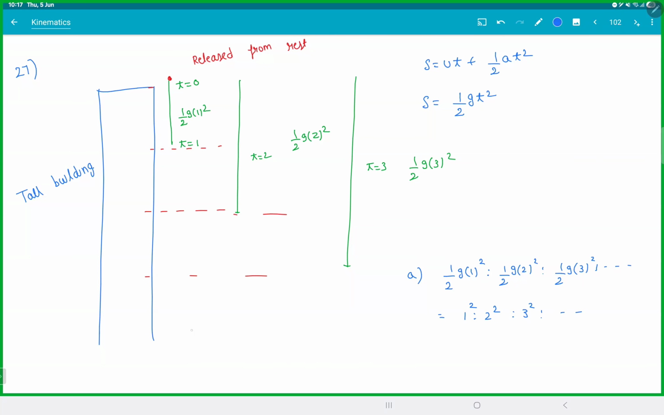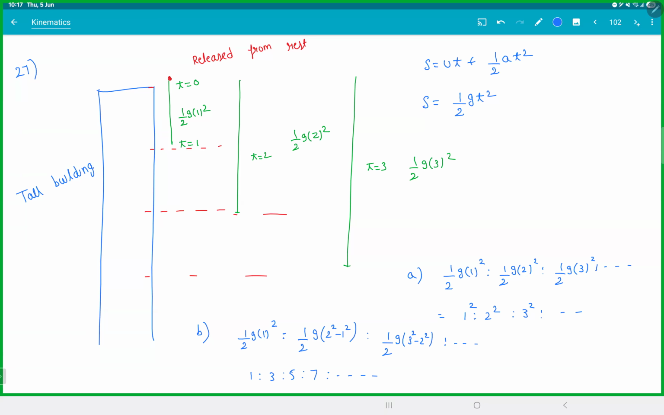So the second answer, for the first second, you're traveling half g1 square. For the second second, you're traveling half g2 square minus 1 square. And for the third second, it will be half g3 square minus 2 square, and so on. So if I get the ratio here, this will be 1 is to 3 is to 5 is to 7, and so on. Clear with this? You just subtract the distances between 2 and 1, then you'll get the first second, 3 and 2, and so on. What about the third one?